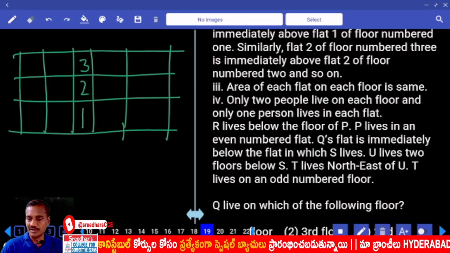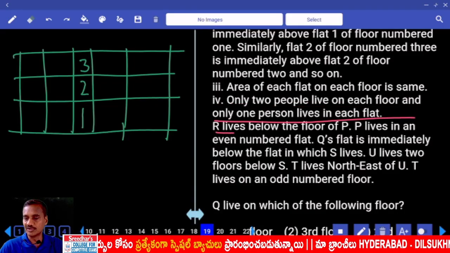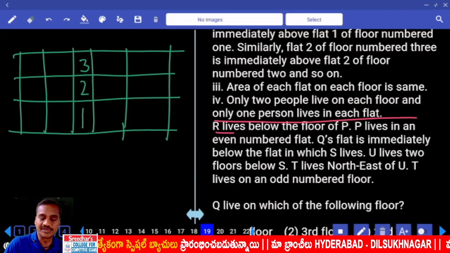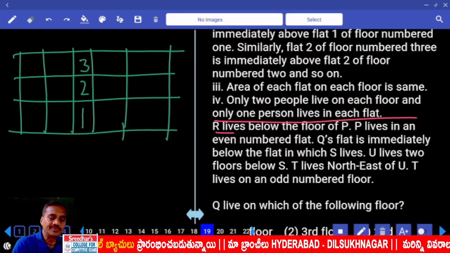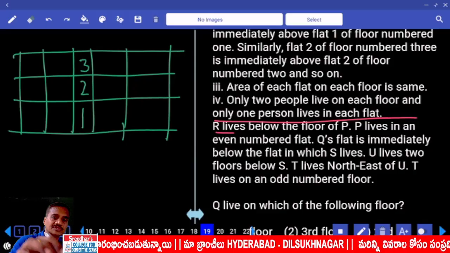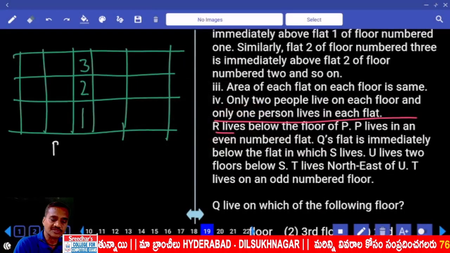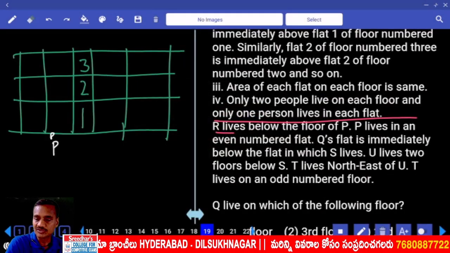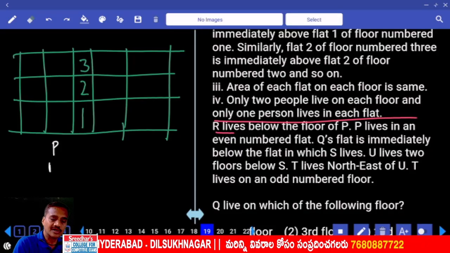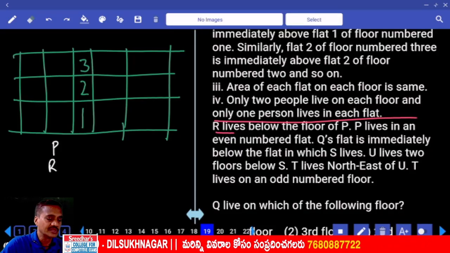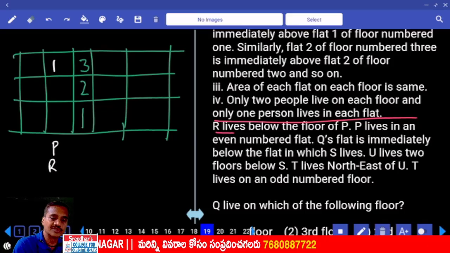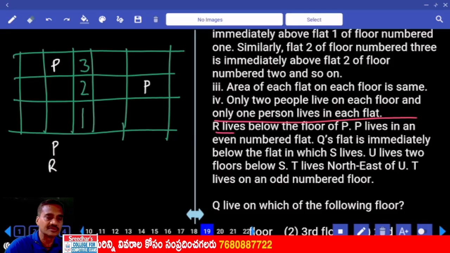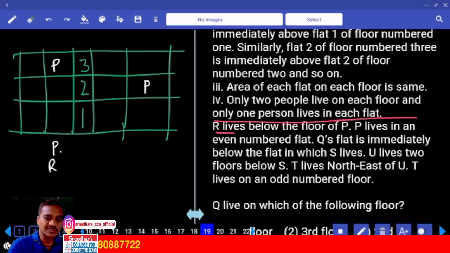Then R lives below the floor of P. P lives on an even number flat. Now P lives on an even number flat, P must be in the second flat. Now P is on the second flat and R lives below the floor of P. Then how many possibilities are there for this P? P can be either here or P can be here. Then even number. And R lives below this P. And here it is not possible.